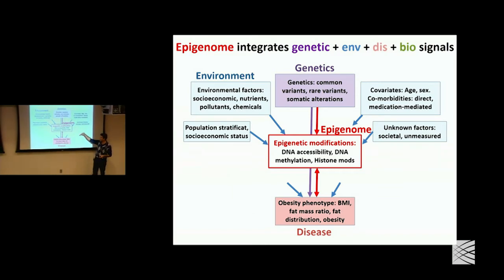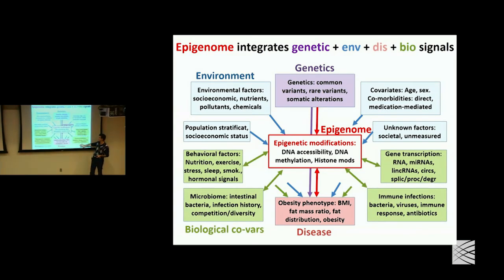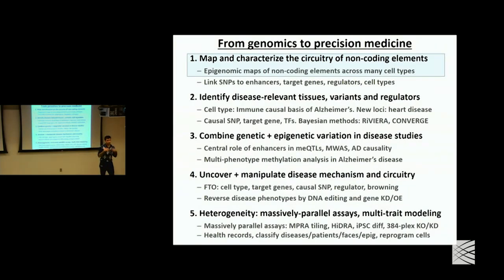And the epigenome interacts with a lot of other transcriptional processes, microbiome differences, immune infections, behavioral factors, and so on and so forth. So the epigenome sits in this very central place between genetic variation, environmental variation, disease variation, and all of these covariates. That's why we love to study it. So how do we study this, and how do we put it in context? So first, I'm going to tell you how we go about mapping and characterizing this non-coding landscape. Number two, how we can use this non-coding landscape, these reference epigenome maps, across different cell types to understand what are the tissues where these genetic variants are acting.